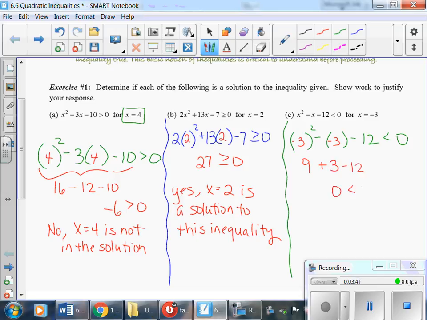Is 0 less than 0? And the answer is no. No, x equals negative 3 is not in the solution. Okay? Pause, write down what you need to, and we'll move on.